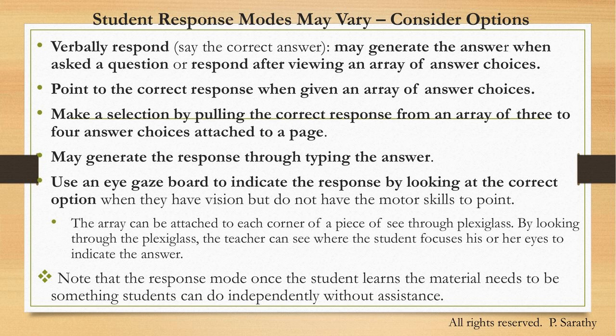And we need to make sure that the response mode, once the student learns the material, is something that the student can do as independently as possible. The one thing I do want to emphasize is independent performance is the ultimate goal. And we have to ask ourselves the question, where do we want to see the student at the end of the year, at the end of 3 years, at the end of 5 years? So we have to begin with the end in mind, that we want to prepare the student to be as independent as possible, so that we can improve his quality of life. And that's extremely important when we are serving students with significant cognitive and communication disabilities.